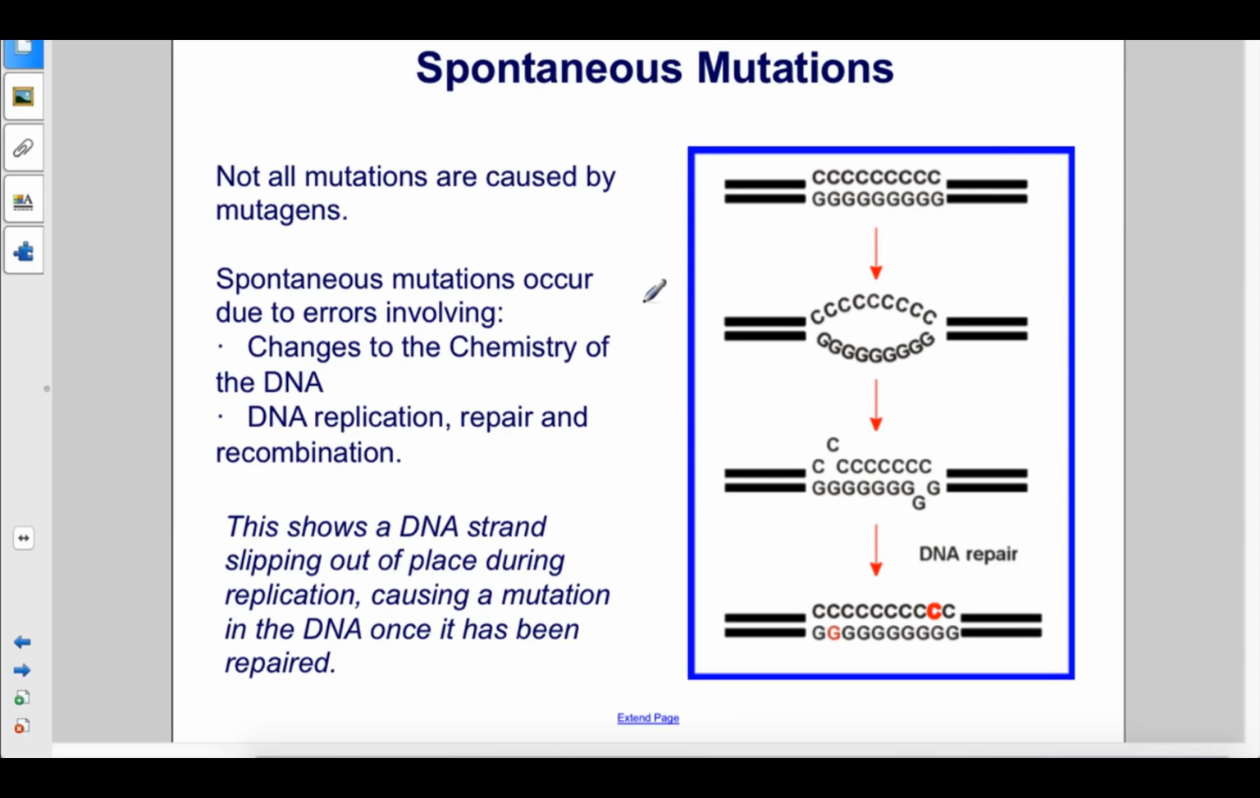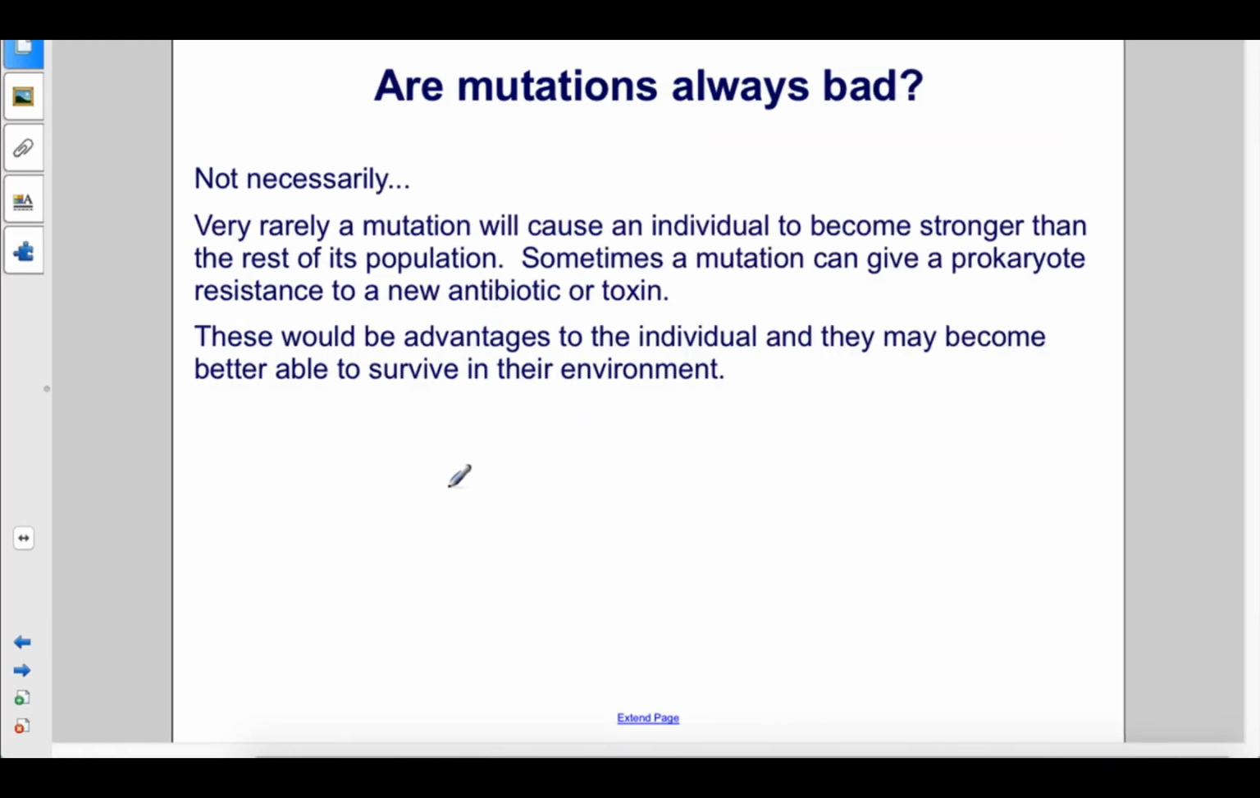Spontaneous mutations occur due to errors involving changes to the chemistry of the DNA, DNA replication, repair, and recombination. This shows a DNA strand slipping out of place during replication, causing a mutation in the DNA once it has been repaired. Are mutations always bad?